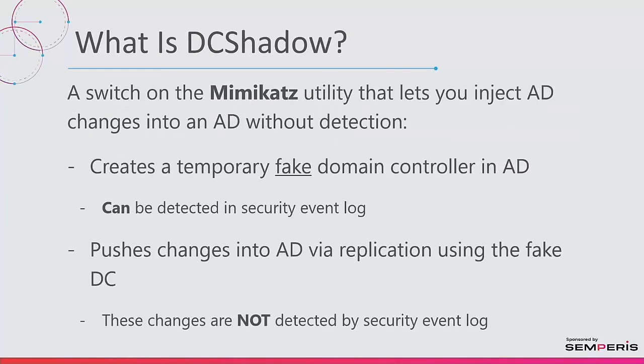Now, what is DC Shadow? This is really a switch on the Mimikatz utility that was introduced a little time ago that allows you to inject changes into Active Directory without normal detection.